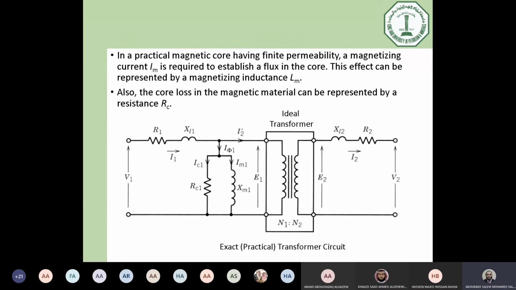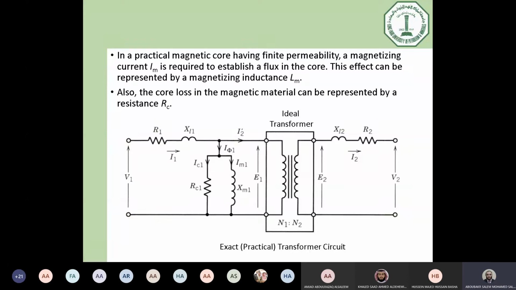Also, we referred before to some losses in the transformer core, which are the eddy current loss and hysteresis loss. And you know, for any kind of power, we can represent this power by I squared R. So we can also represent the core losses by a resistance here in parallel, which is going to take some current, and IC1 squared multiplied by RC1 will be equivalent to the core losses of the transformer.